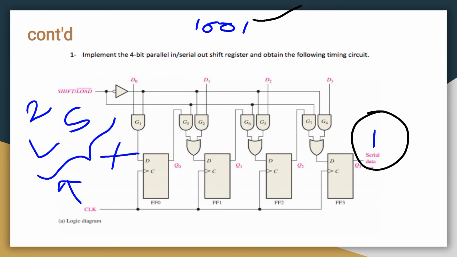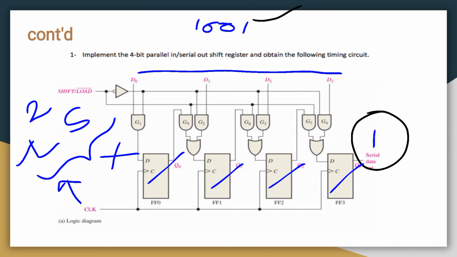So first we have to load all the parallel bits to the flip-flop. After that we have to go for shift. By this it will shift to get the output at the output side. So this is about the parallel in serial out shift register with the 4-bit one.